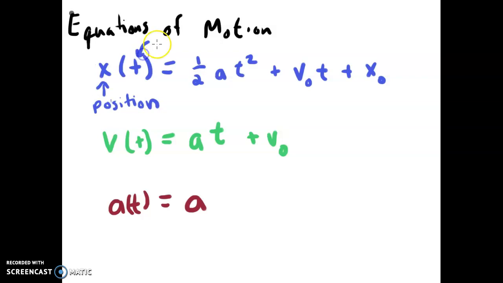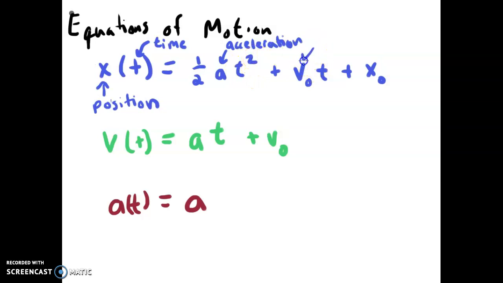T pretty much always is time. And in this case, it is going to be time. I'm sure we can find an exception, but here we have t is time. 1/2 is just the number 1/2. A is acceleration. T is again time, squared, meaning this is time squared.